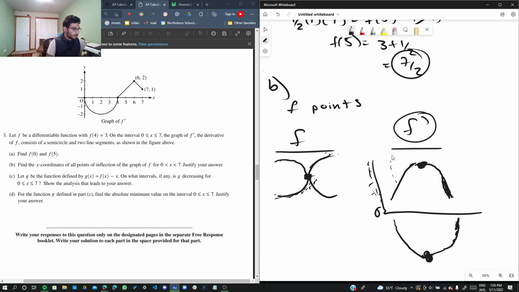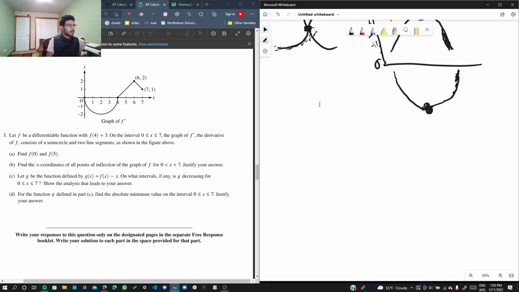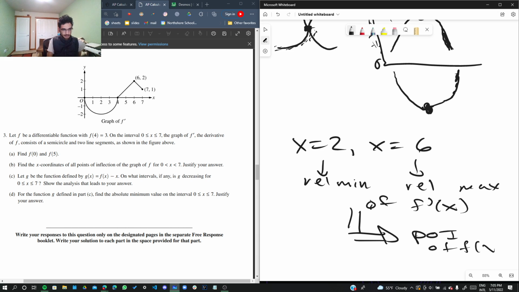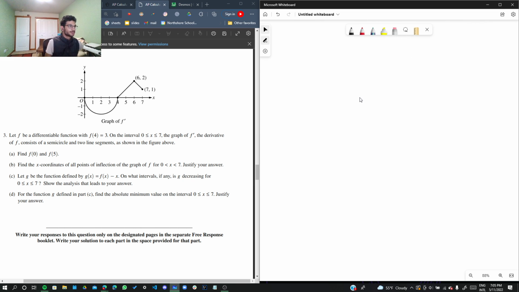So here we have the graph of f prime, and what we need to do is find the minimums and the maximums, and those are our points of inflection. So we say x is equal to 2 and x is equal to 6, because this is a rel min and a rel max. Rel is just relative, of f prime, and that shows you the points of inflection of f of x. Awesome. Let's move on to C.